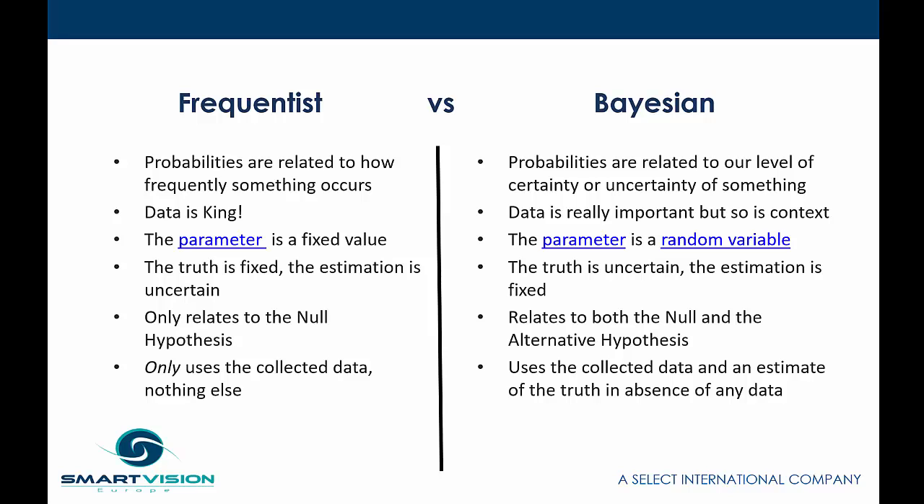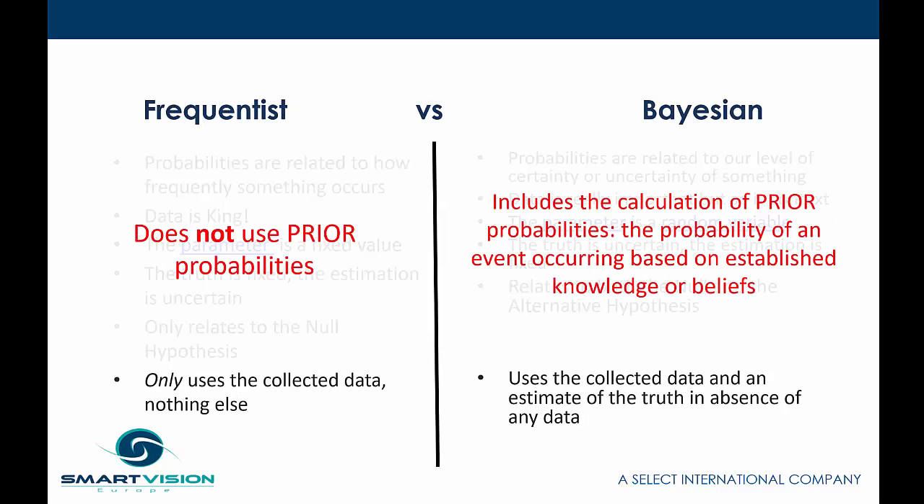You may recall the slide from the previous video where we were comparing and contrasting the frequentist discipline to the Bayesian approach. And one of the last points we were making was that the frequentist approach uses only the collected data and nothing else in order to estimate a probability or parameter value, whereas the Bayesian approach uses both the collected data and some sort of estimate of the truth in the absence of any data. In other words, the frequentist tradition does not use what are known as prior probabilities, and the Bayesian approach in fact requires prior probabilities, the probability of an event occurring based on established knowledge or beliefs.